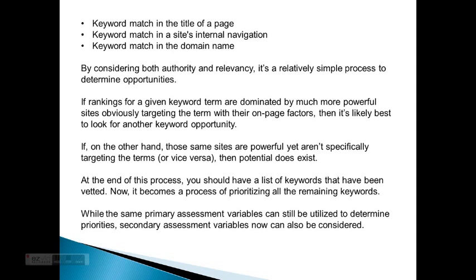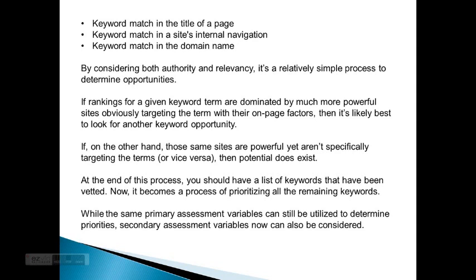By considering both authority and relevancy, it's a relatively simple process to determine opportunities. If rankings for a given keyword term are dominated by much more powerful sites, obviously targeting the term with their own page factors, it's likely best to look for another keyword opportunity. If, on the other hand, these same sites are powerful yet aren't specifically targeting the terms, or vice versa, then potential does exist. At the end of this process, you have a list of keywords that have been vetted.